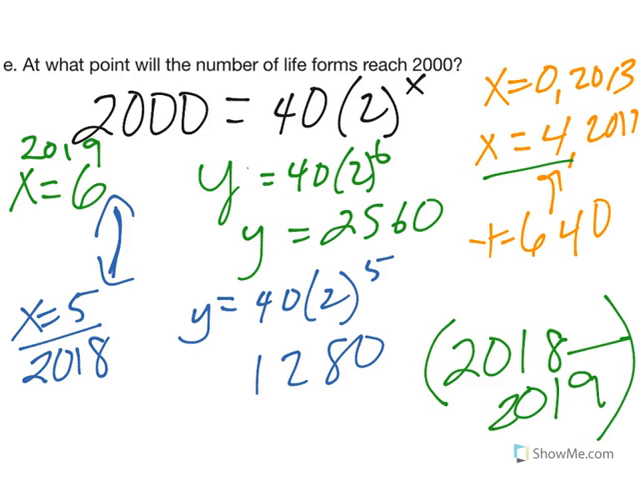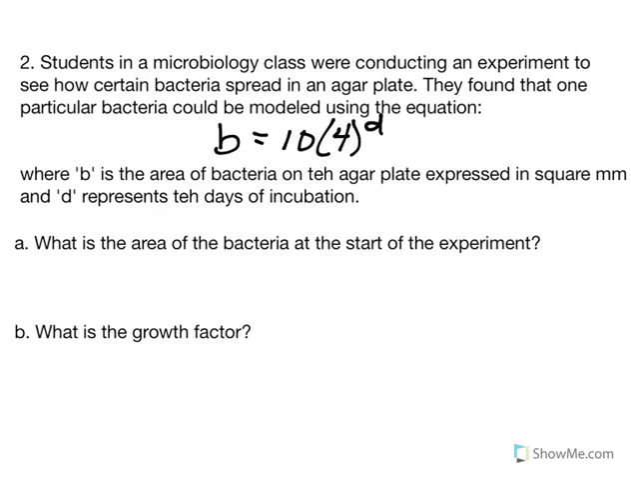All right, so let's look at number 2, still on page 248, and they give us the formula B equals 10 times 4 raised to the D power, where B is the area of bacteria on the agar plate, expressed in square millimeters, and D represents the days of incubation. Man, look at all those typos in there. That's horrible. All right, so letter A. What is the area of the bacteria at the start of the experiment? Well, remember, the number in the front is your starting point. So the area at the beginning is 10 square millimeters.